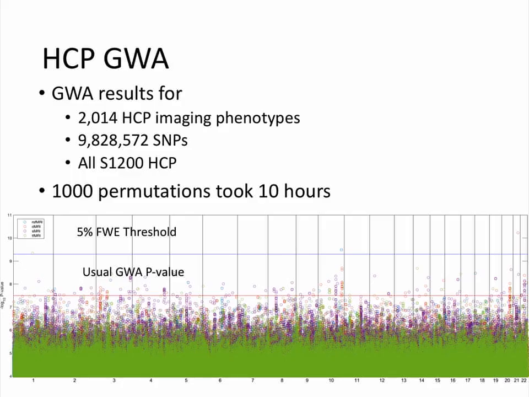We used Ninja to do the genome-wide association analysis of more than 2,000 phenotypes in the HCP with more than 9 million SNPs using the whole HCP analysis. What you are seeing here is the Manhattan plot of the p-values. The red line here shows the usual p-value threshold for the GWAS, and the blue line is the 5% FWE threshold corrected for more than 20 billion tests, corrected for the number of tests and ROIs in the image. And to get this Manhattan plot with 1,000 permutations, we only need 10 hours.